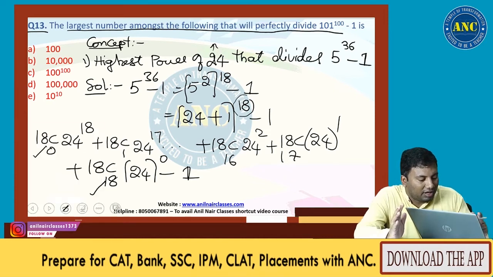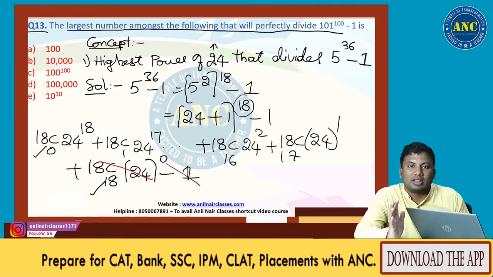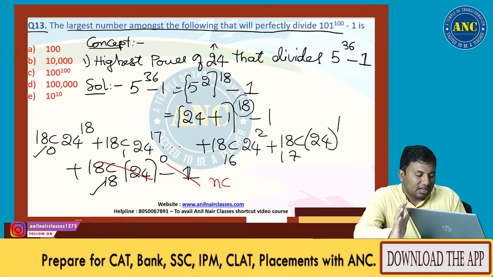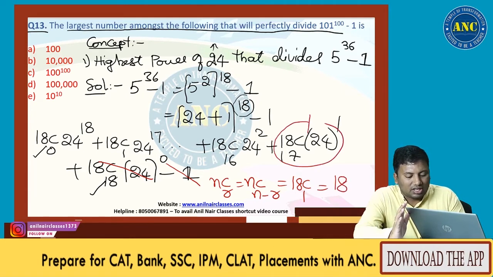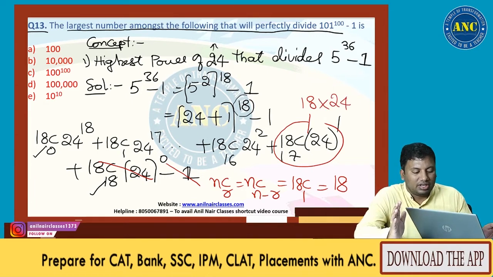Now listen carefully. The plus 1 and minus 1 cancel entirely. 18C17: nCr is nCn minus r, so 18C17 is 18C1, which is 18. So this term is nothing but 18 into 24.